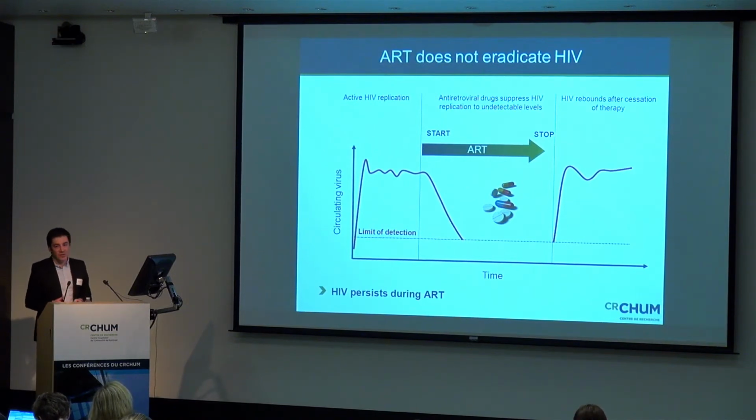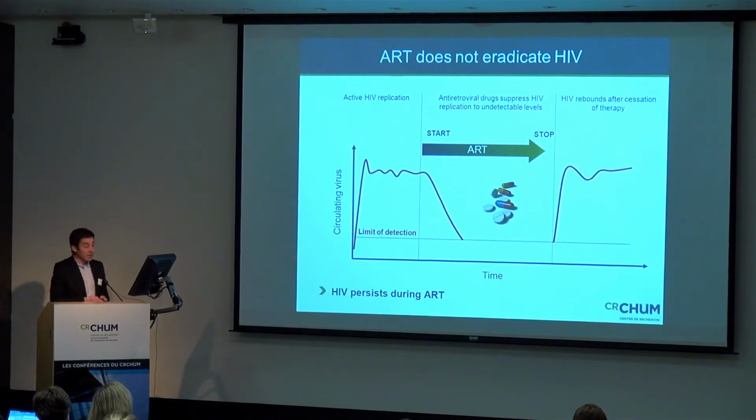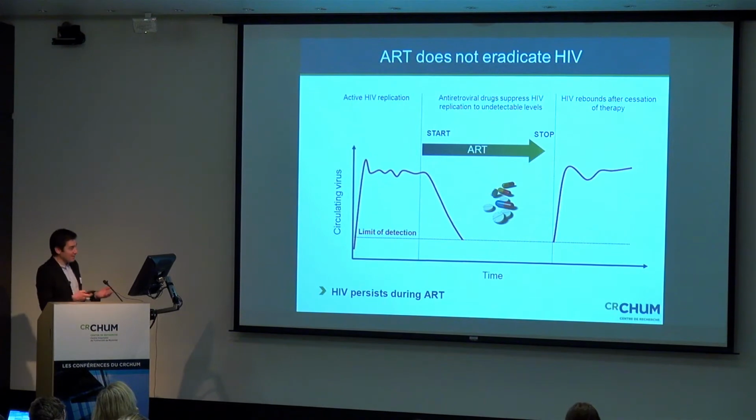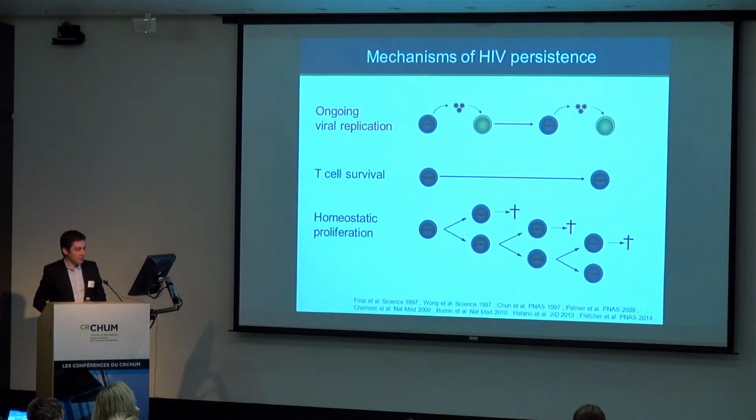So this is the clinical definition of the viral reservoir during antiretroviral therapy. If you start antiretroviral therapy, your viral load will go down quite rapidly and will reach undetectable levels within weeks, and will remain undetectable as long as you take your medication. But if for any reason you stop therapy, then the virus comes back. That's the evidence that the virus is still persisting somewhere, in some cells and probably in some tissues, when viral load is suppressed.